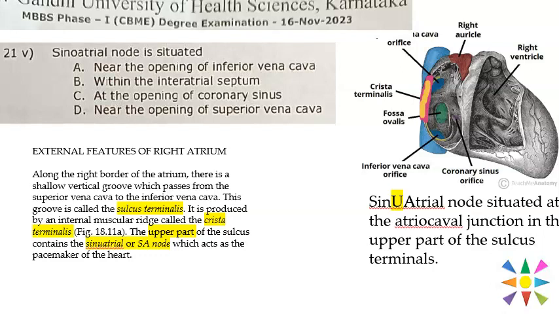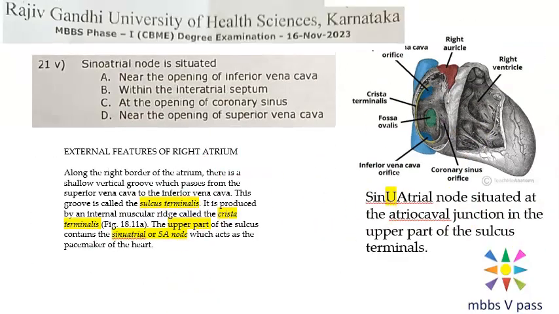How is it produced? It is produced by an internal muscular ridge called the crista terminalis. And in the upper part of the sulcus there is the SinoAtrial node, the SA node, which acts as the pacemaker of the heart. So did you get it? Textbook language is this, but in MCQ language you have to say it is near the opening of the superior vena cava.